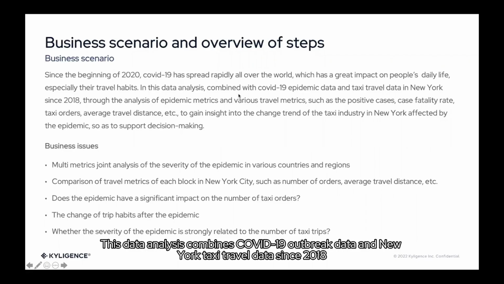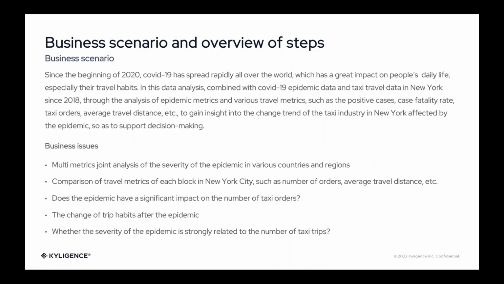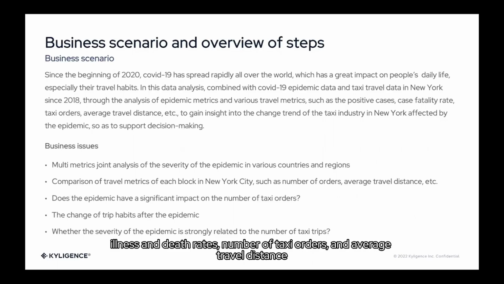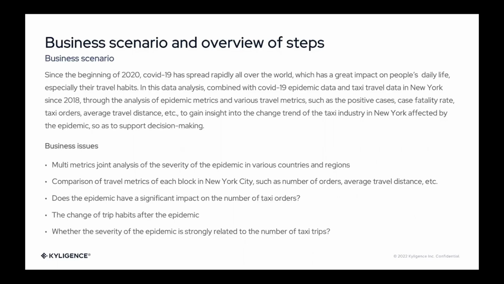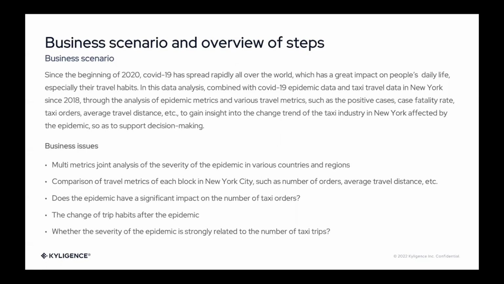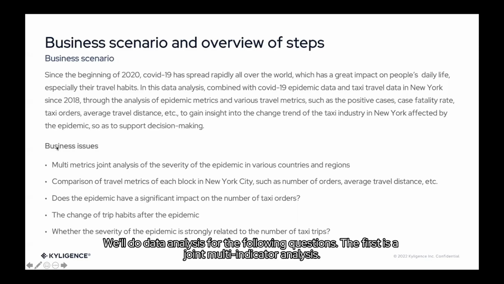This data analysis combines COVID-19 outbreak data and New York taxi travel data since 2018. By analyzing the outbreak metrics and various travel metrics, such as number of confirmed diagnoses, illness and death rates, number of taxi orders, and average travel distance, as well as observing trends in the impact of the outbreak on the New York City taxi industry to support decision-making. We'll do data analysis for the following questions.